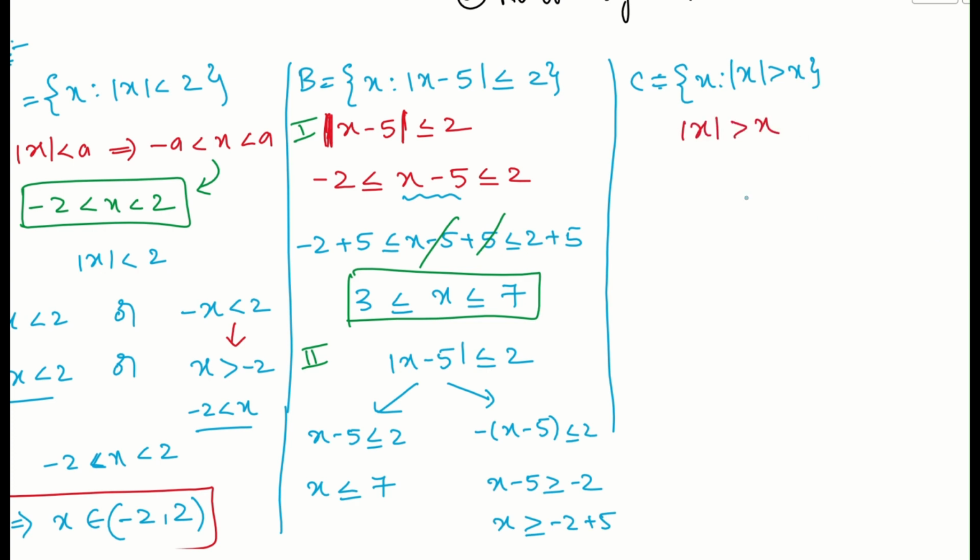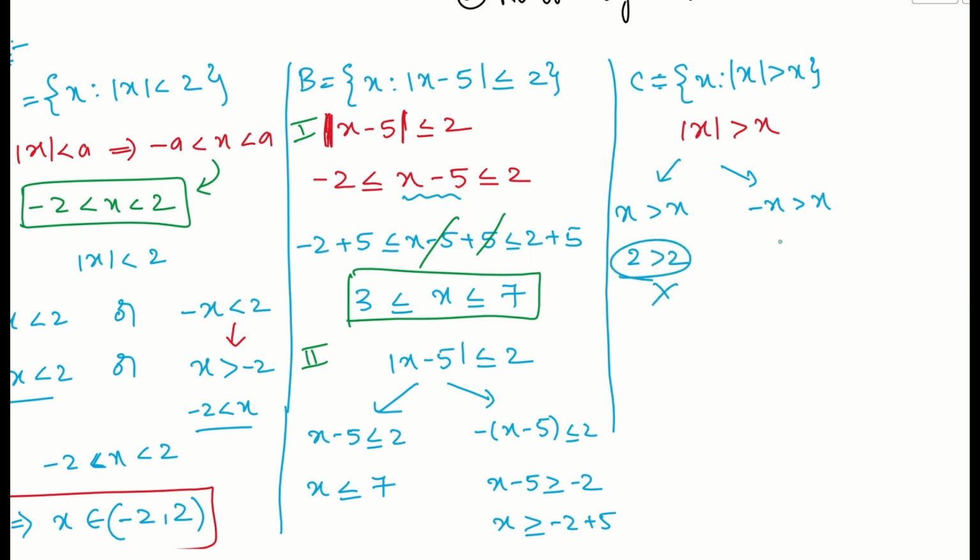Let us take the positive case first: x is greater than x, and then the negative case. Is it possible for x to be greater than x? No, this is never possible. If you take negative values or positive values, it is never true. So obviously this case is not true.